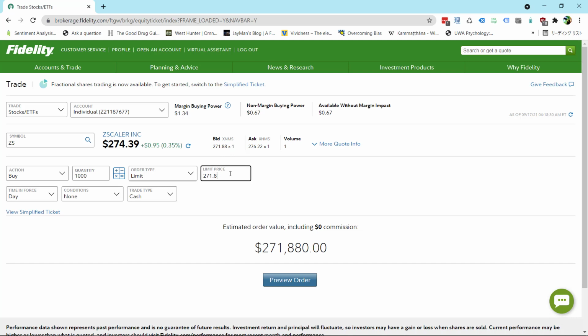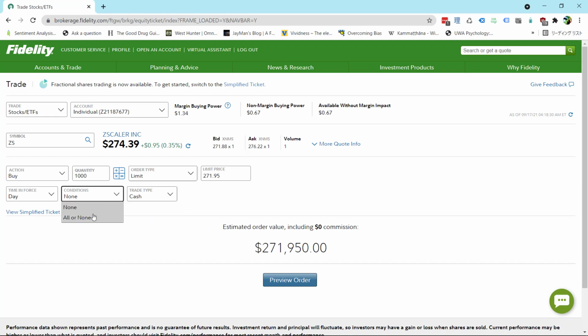So what you're going to do instead is what I usually do, which is go up in small increments. So I'd start maybe there. That's pretty far from the midpoint, but I don't mind. What I'm going to do is put in a limit price that's a bit above the bid. I'm going to stick with day and cash.